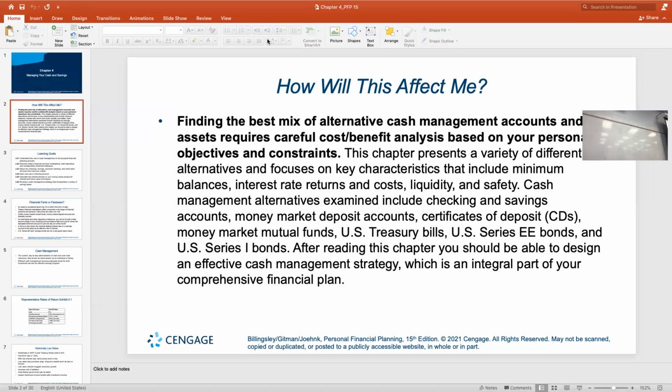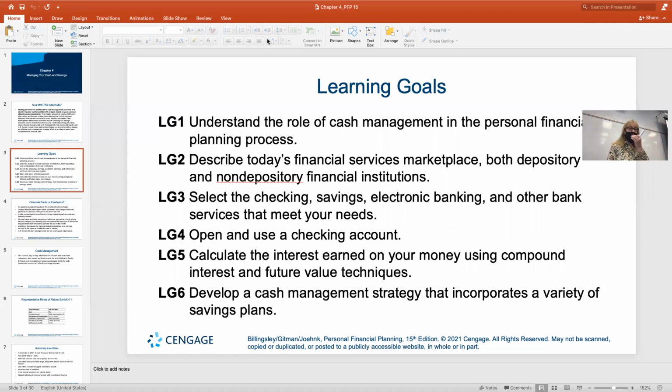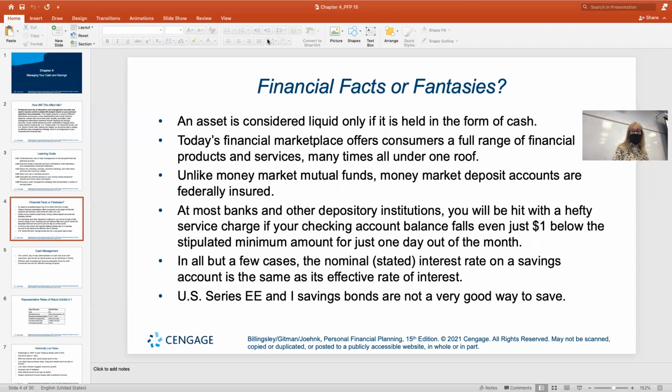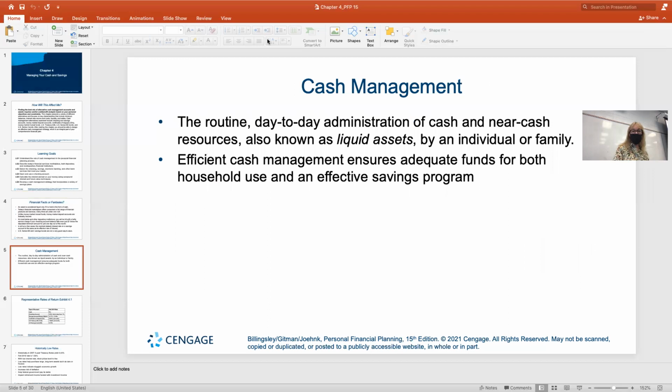All right. So anyway, we'll be talking about the difference between banks and savings and loans and credit unions in this chapter, and where we can put our money. So cash management is really just, we're talking about cash, short-term cash. Where do we want to put our cash that we need for the next year to pay our bills and so forth?